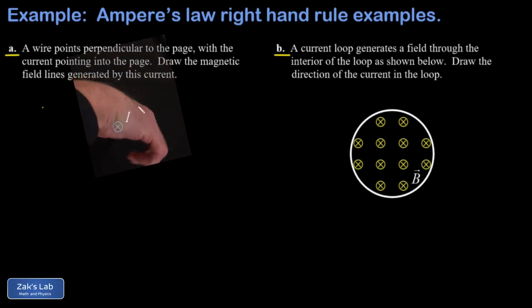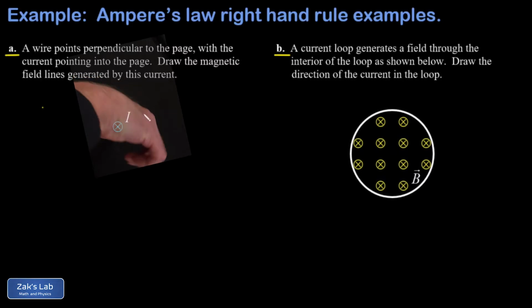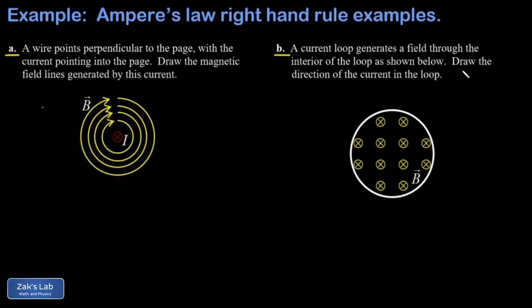I wrap the fingers of my right hand around in their natural direction, and I find the magnetic field is looping clockwise around this current, and it looks something like this. Now, to make the picture even better, I probably should have made the magnetic field lines get farther and farther apart, because that magnetic field is actually dropping off like 1 over R in its strength. It gets weaker the farther you get from the wire.